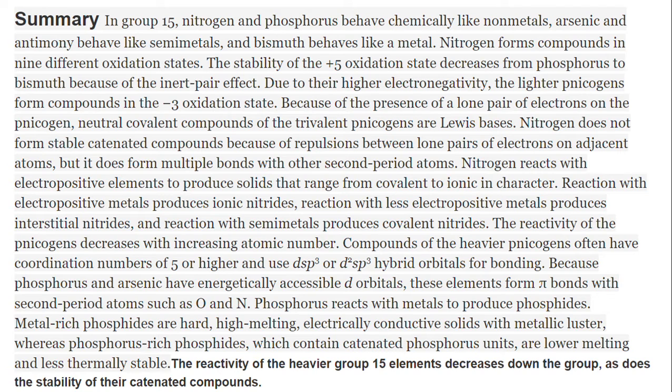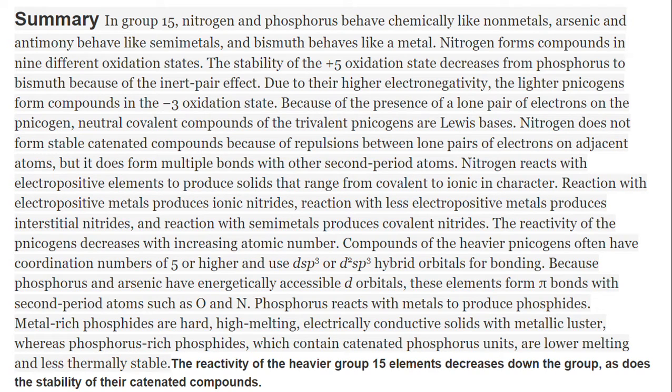Nitrogen and phosphorus behave chemically like nonmetals. Arsenic and antimony behave like semimetals, and bismuth behaves like a metal. Nitrogen forms compounds in 9 different oxidation states, of which the +5 oxidation state is stable, and it decreases further because of the inert pair effect up to bismuth. Due to their high electronegativity, the lighter pnicogens form compounds in the -3 oxidation state also.